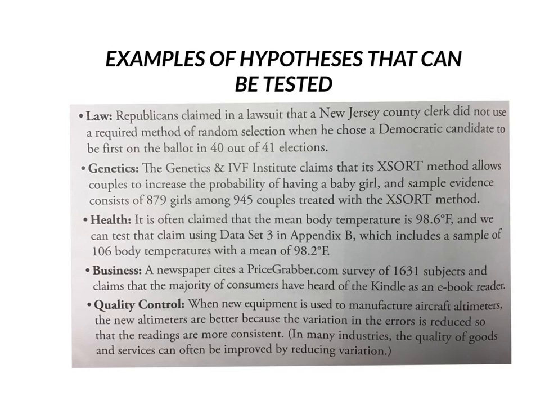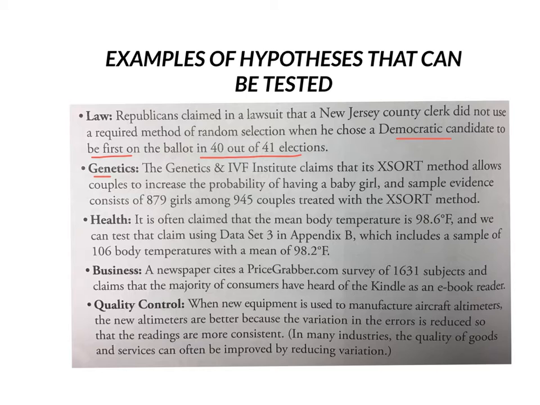Examples of hypotheses that can be tested. First one says law. Republicans claim in the lawsuit that a New Jersey County Clerk did not use the required method of random selection when he chose the Democratic candidate to be first on the ballot in 40 out of 41 elections. So what they're trying to test there is, did that have an influence on the outcome of the election because they put the Democrat name first on 40 out of 41 elections.